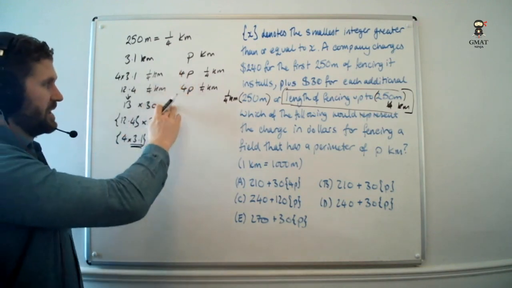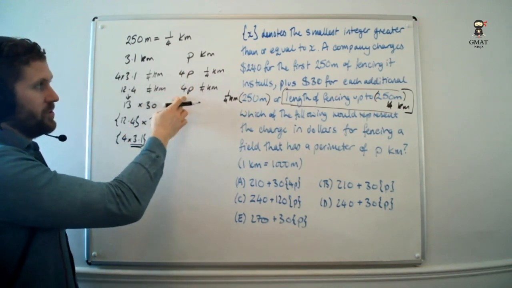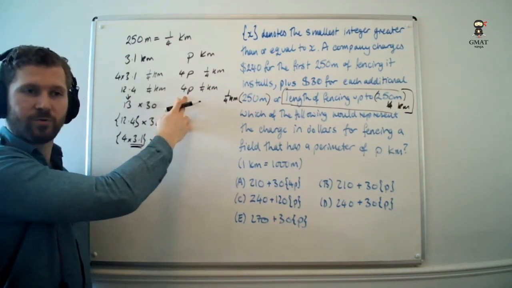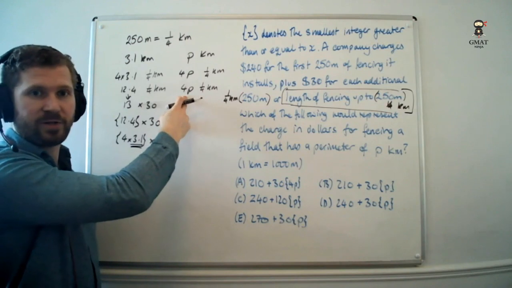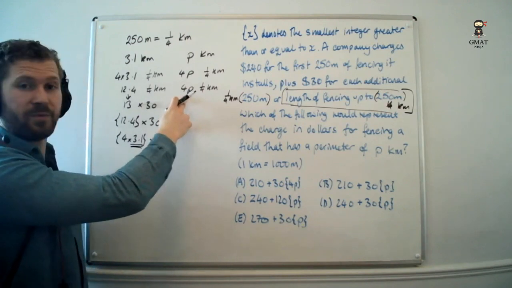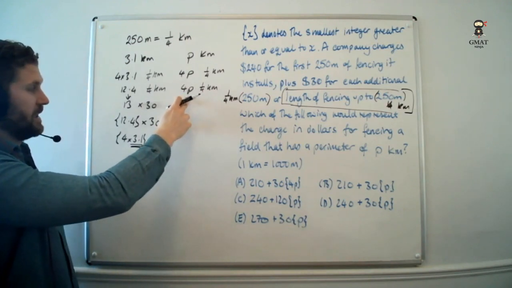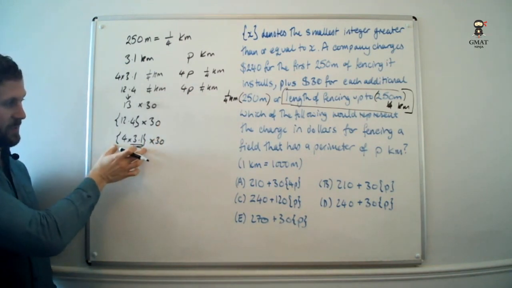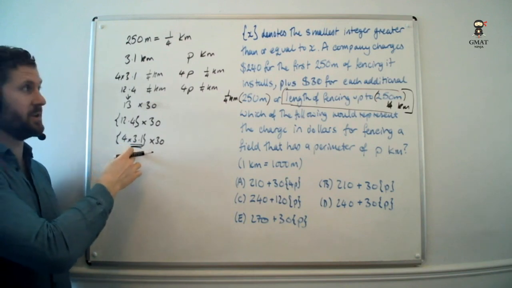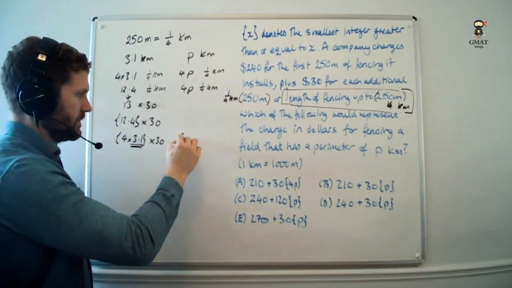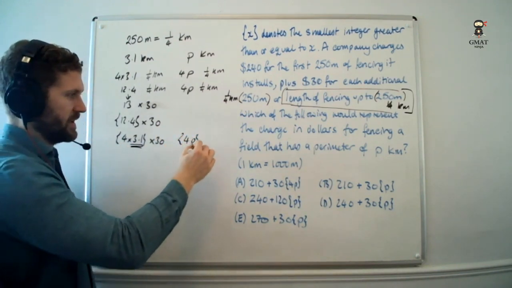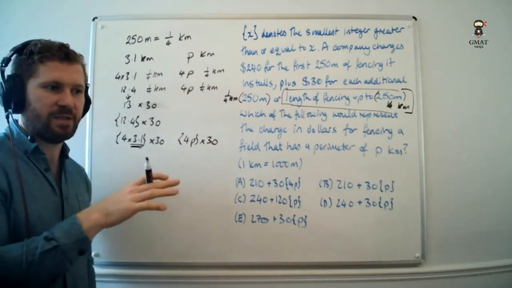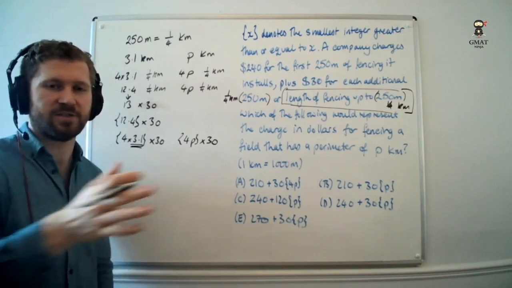Transferring that over to this side, I don't know what P is. I don't know if it's a whole number of kilometers, or a quarter number of kilometers, or something strange like 3.1 or 2.2. But what I can say is that in order to get the full charge, I should put in squiggly brackets 4 times the number of kilometers I have. So 4p in the brackets, times that by 30. And so that would give me the charge for the total distance of fencing.